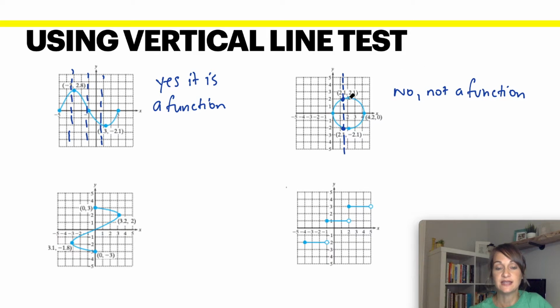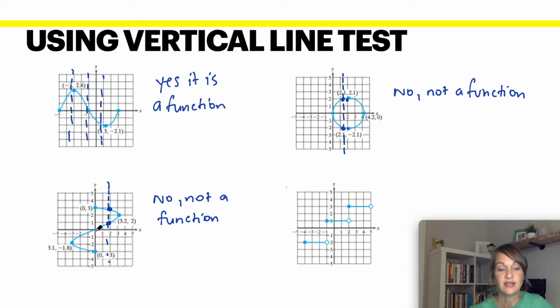And the reason is, if you crossed here at this point, it would be the point 2, 2. And if you crossed here, it'd also be the point 2, negative 2. Because the x value repeats, that's why it's not a function. Same thing here. If I was to draw a vertical line, it would cross the graph in 2 places. So the answer would be no, not a function.